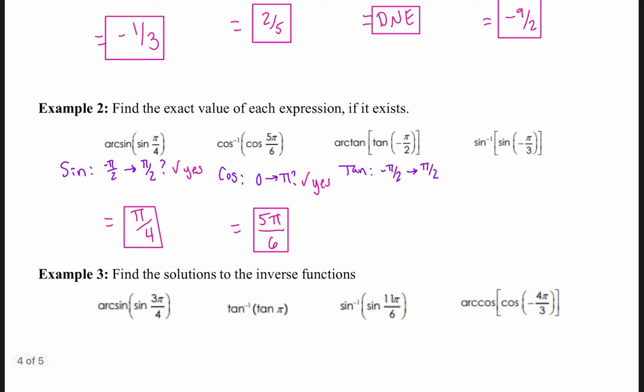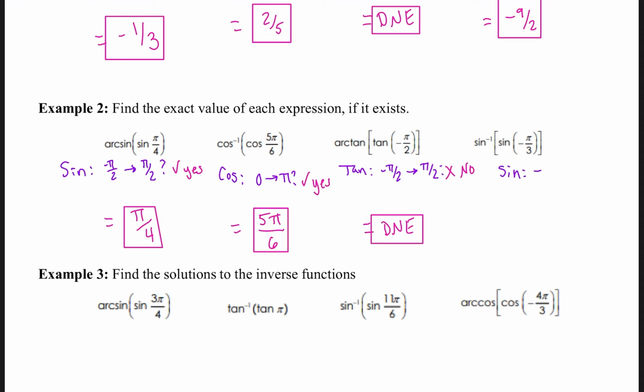So is -π/2 technically inside the range? The answer here would be no, because it cannot equal -π/2 with tangent. Remember, sine does equal, but tangent cannot. So in this case, it would be another example of this answer does not exist, because that represents the asymptote of the tangent function.